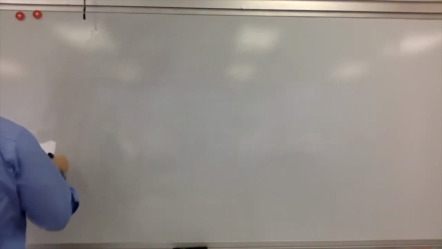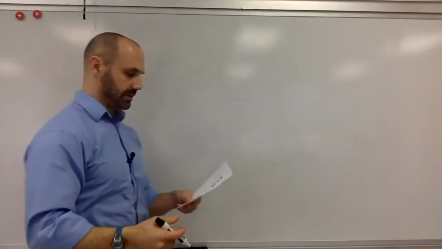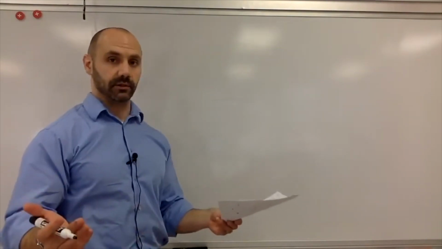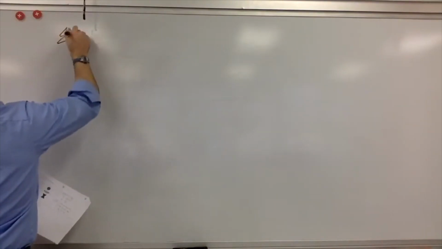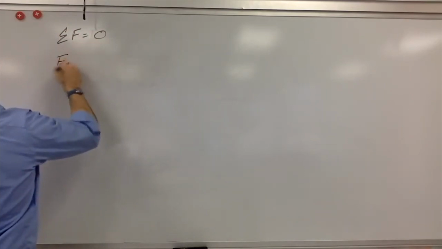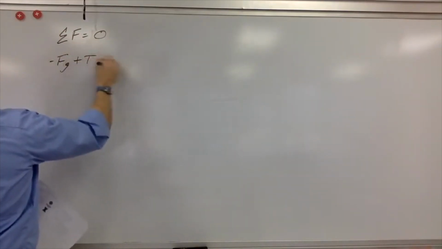All right. In the first situation, the system is moving upward at 3 meters per second, and that means it has 0 acceleration. That means the net force is 0. Right? So the net force is 0. What are all the forces? Well, there's the force of gravity, negative force of gravity, plus the tension equals 0.